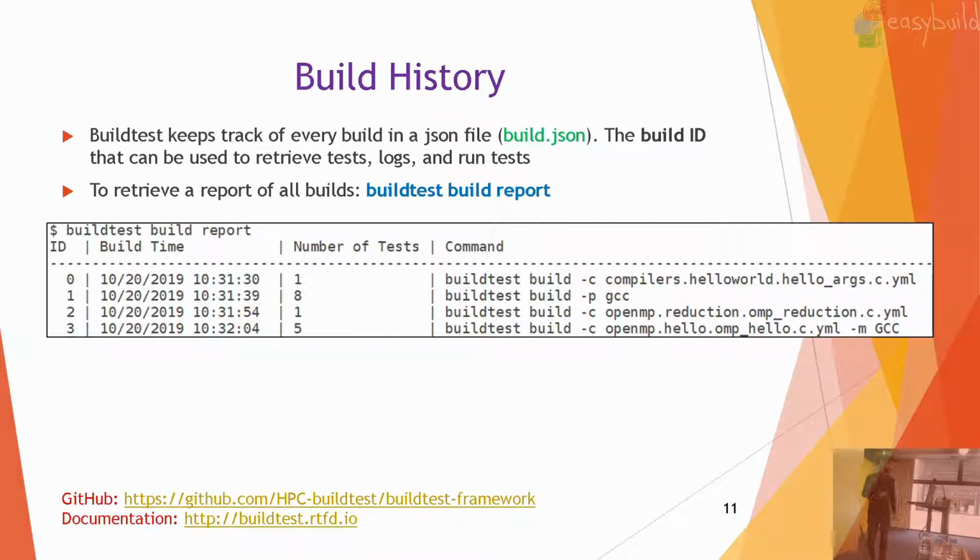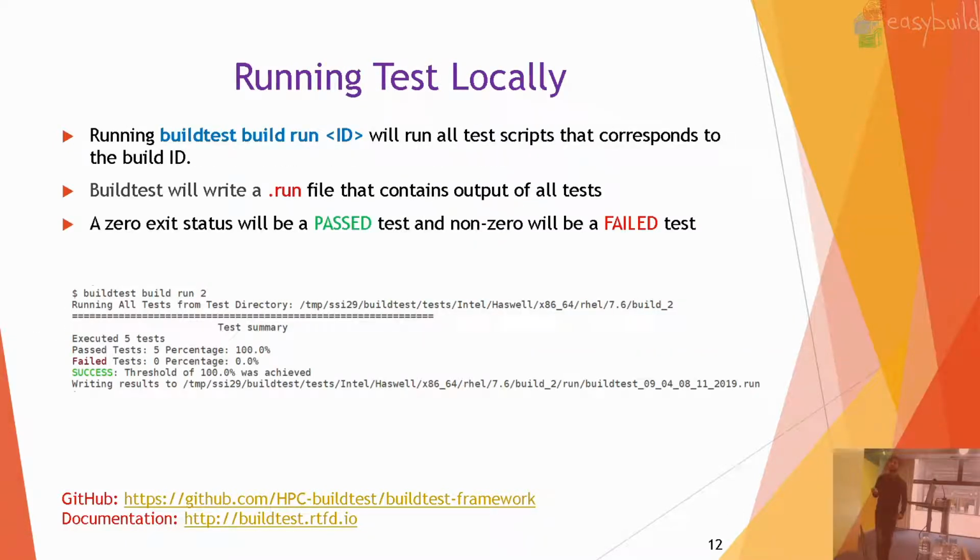Every build that you do in Buildtest will be tracked in a JSON file, build.json, and you can do a buildtest build report, and it will show you a table of all the builds: ID number, build time, the number of tests that were generated, and then the actual command. And this ID number can be used to retrieve the logs and the run, and to actually run the test. So one of the things that you could do is run the test locally.